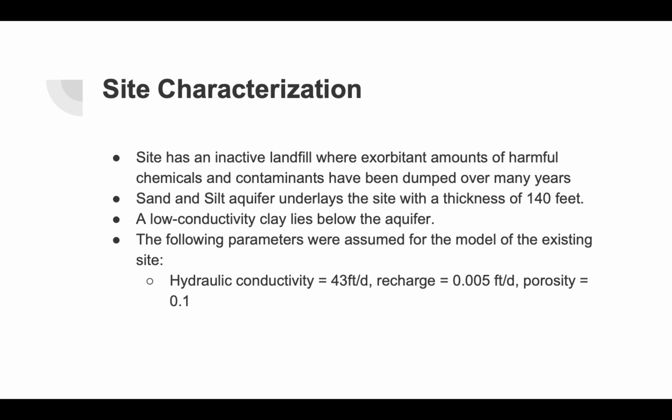The site we're looking at is an inactive landfill where a lot of harmful chemicals and contaminants have been dumped over many years. There is a sand and silt aquifer that underlays the site with a thickness of 140 feet. A low conductivity clay lies below the aquifer. The existing site has a hydraulic conductivity of 43 feet per day, recharge of 0.005 feet per day, and porosity of 0.1.